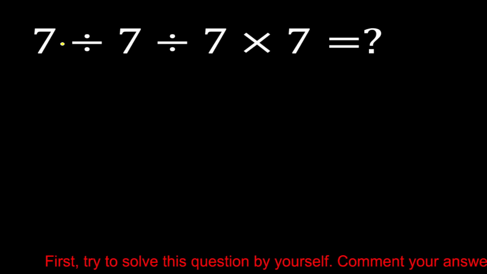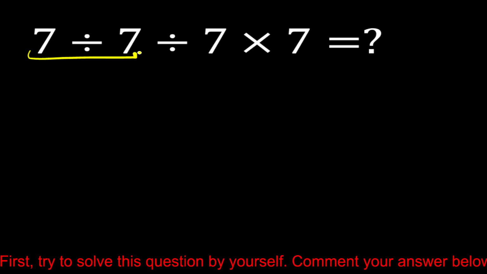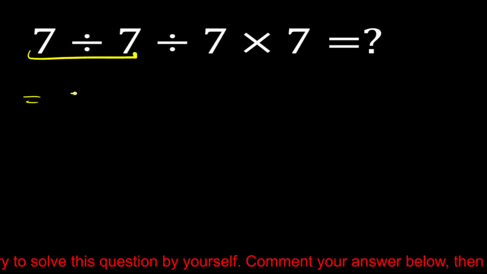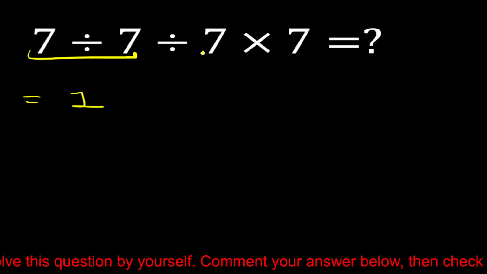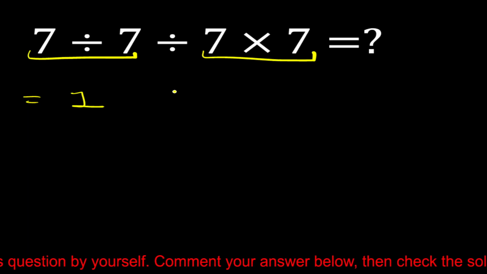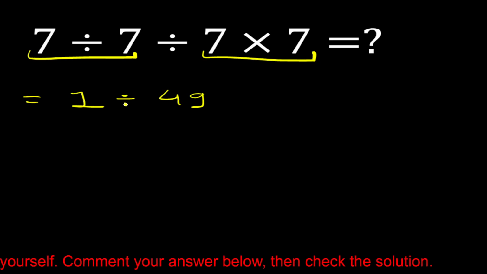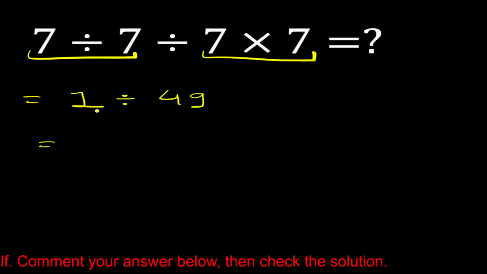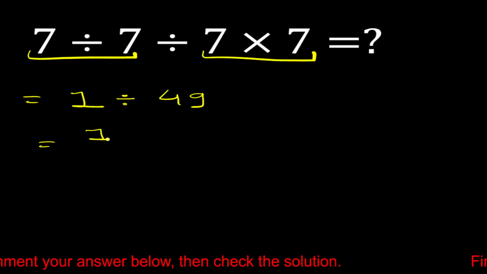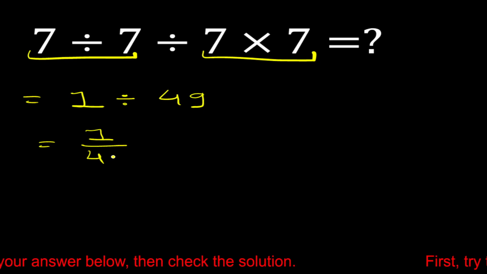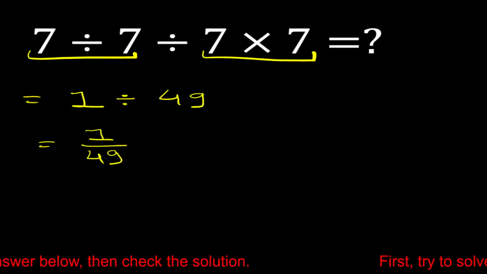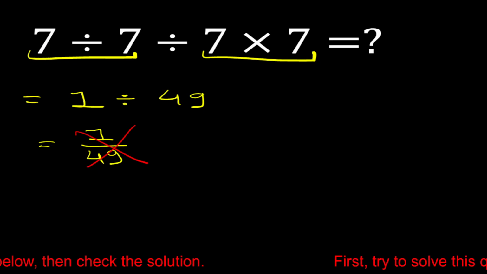So most people solve this question like 7 divided by 7 is equal to 1. Then again 7 multiply 7 is equal to 49. So 1 divided by 49. So 1 divided by 49 can be written as 1 upon 49. Okay, but this answer is not correct. This answer is completely wrong.